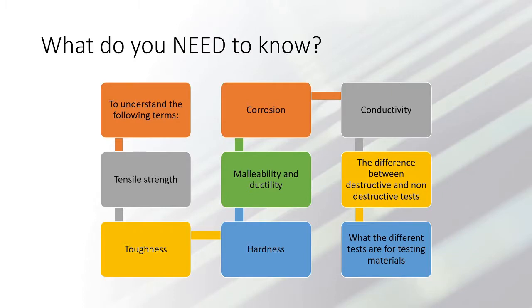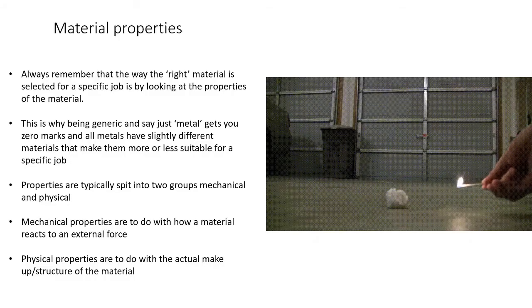What you need to understand in terms of the properties of materials are things like what corrosion means, so that might be in terms of corrosion resistance, conductivity, the difference between destructive and non-destructive tests, what the different tests are that you can do on materials to check those properties, malleability and ductility, hardness, toughness, and tensile strength. Those all essentially have to do with materials properties.